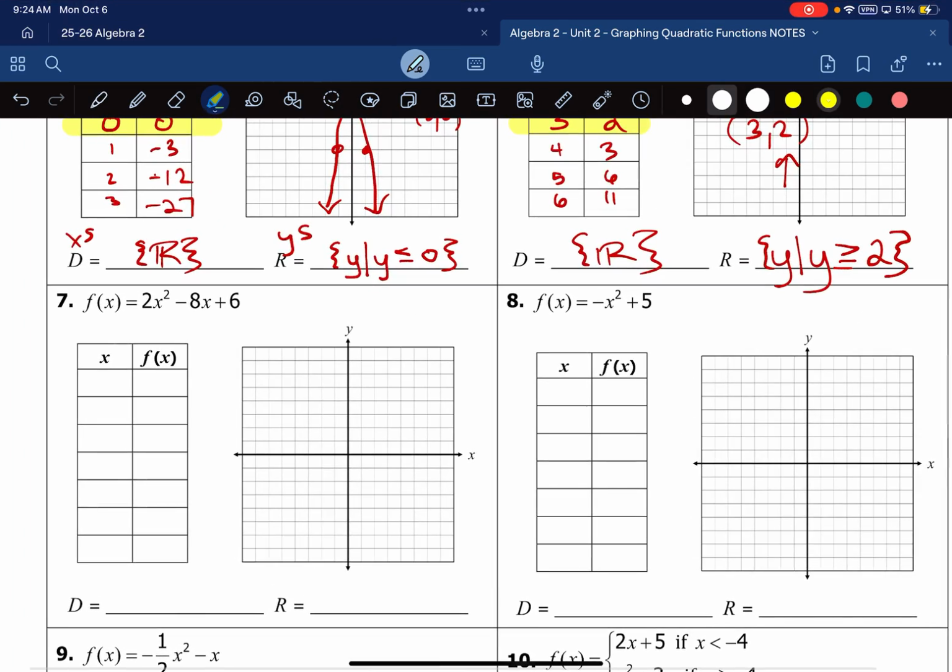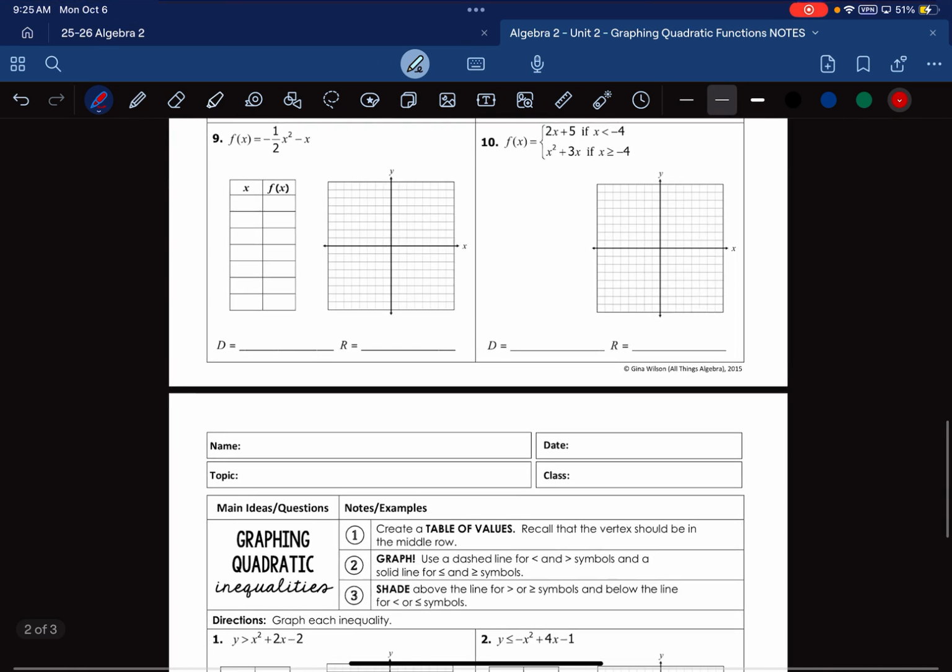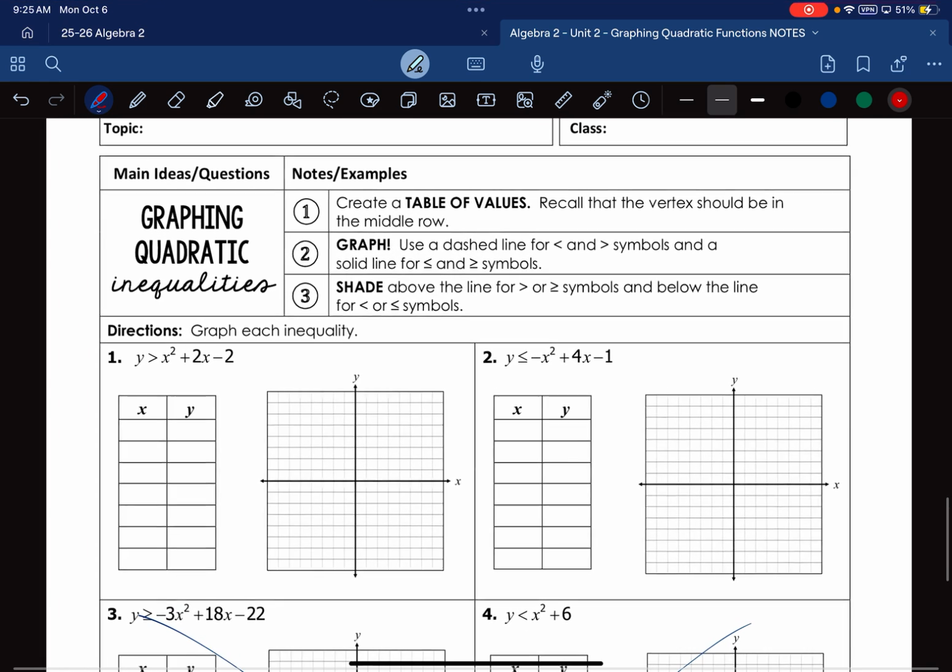I don't even know if yours has 7 or 8. I know 9 and 10 is not on your notes for today, but if you don't have a 7 or 8, we're going to skip that. And now we need to look at inequalities.